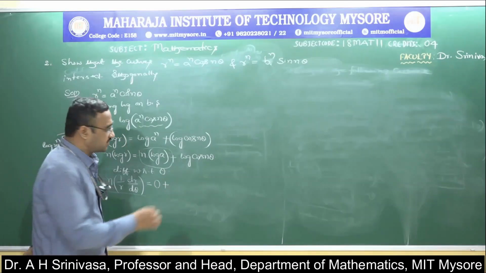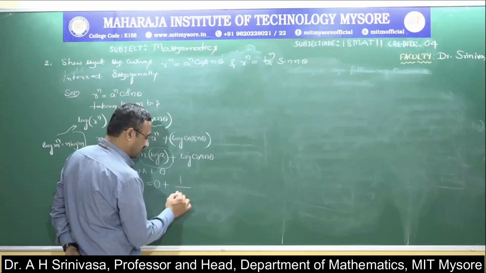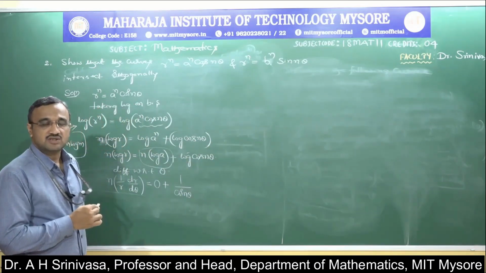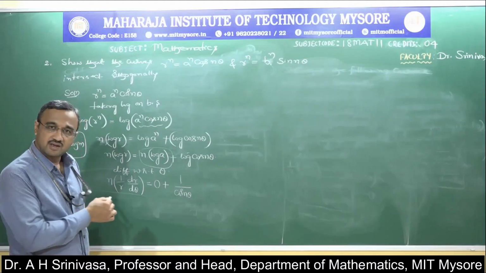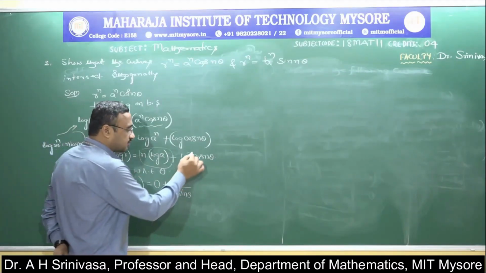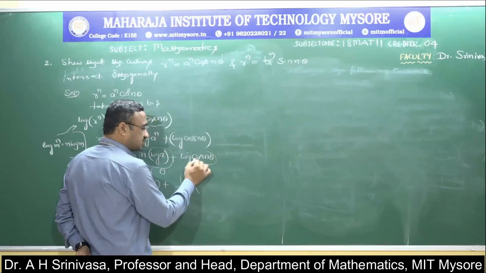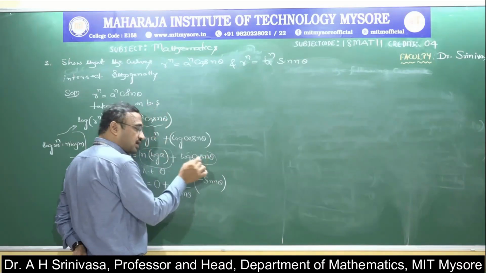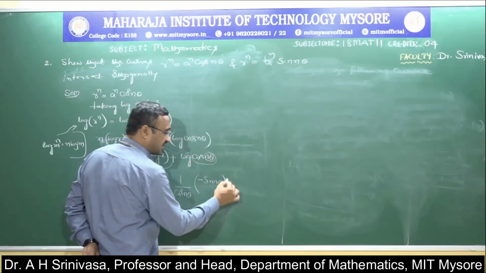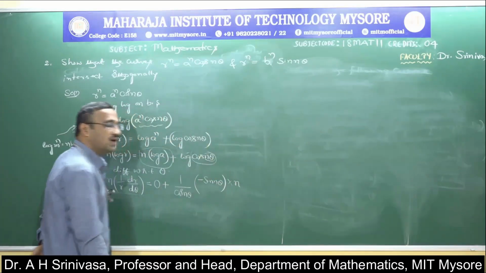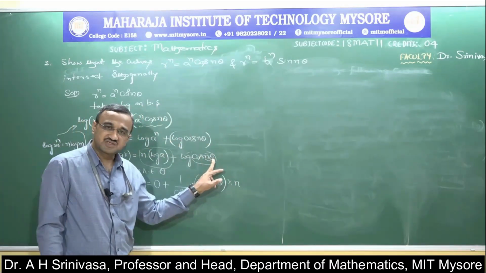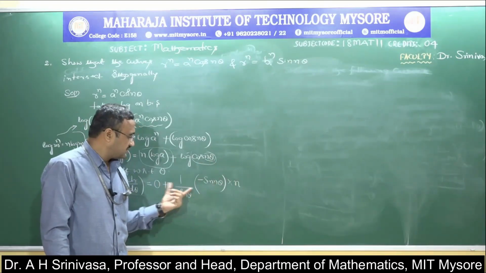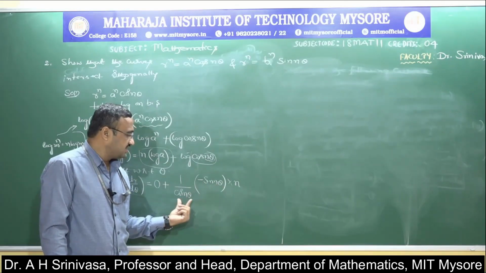Plus, what about the differentiation of this one? Log is as usual 1 by cos n theta. First I differentiate the function: the differentiation of log of a function is 1 by that function. Then I have to differentiate the angle. The differentiation of cos is minus sin n theta, and one more thing: the differentiation of the angle becomes n into 1. n is constant, and the differentiation of theta with respect to theta is 1. Now finally we get minus sin n theta by cos n theta.